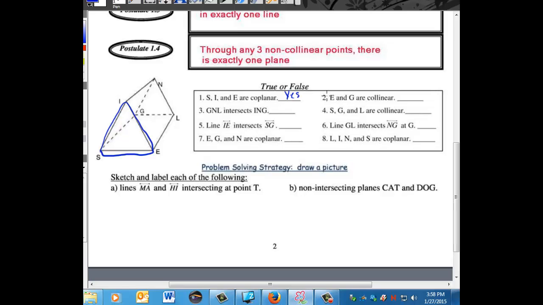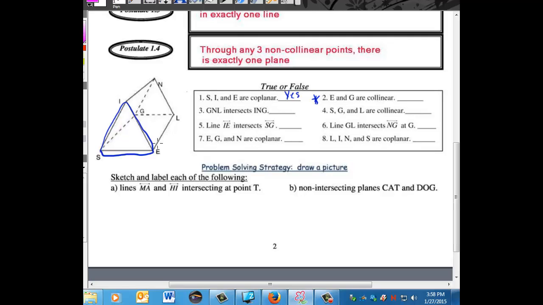Question 2, are E and G on the same line? I'm going to put another star by this because this is visually confusing. Let me change the color. Let's grab the pink color. Alright, so hopefully I have pink now. Let me check. Yes, I have pink. Good. So E and G.